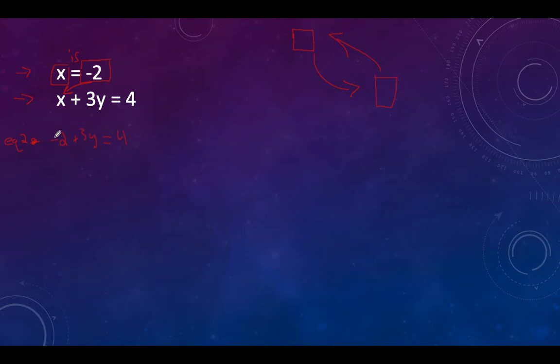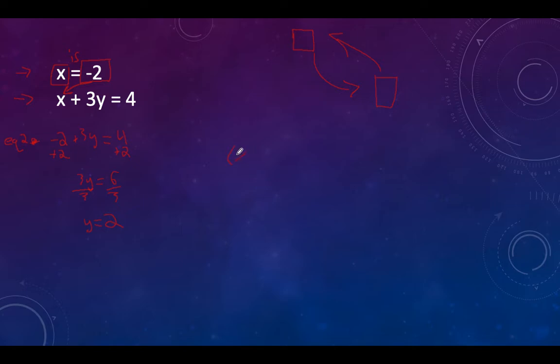So we've got to get rid of this -2 first, just like on our homework from the past couple days. So let's add 2 over. So you have 3y equals 6. Now you've got to solve for y, get y all by itself, so I'm going to divide by 3. y equals 2.